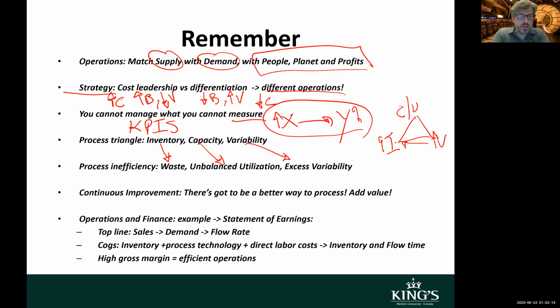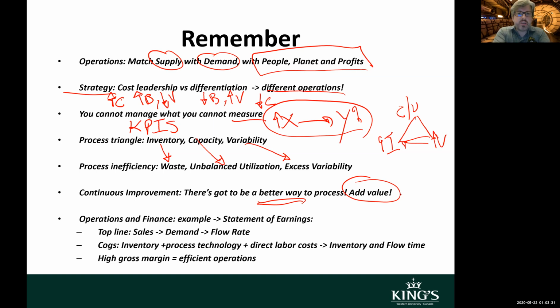Operations is a continuous improvement activity, so there's always a better way. There's always a better way that we can add value to our process. And as I keep saying, operations is not detached from an organization.